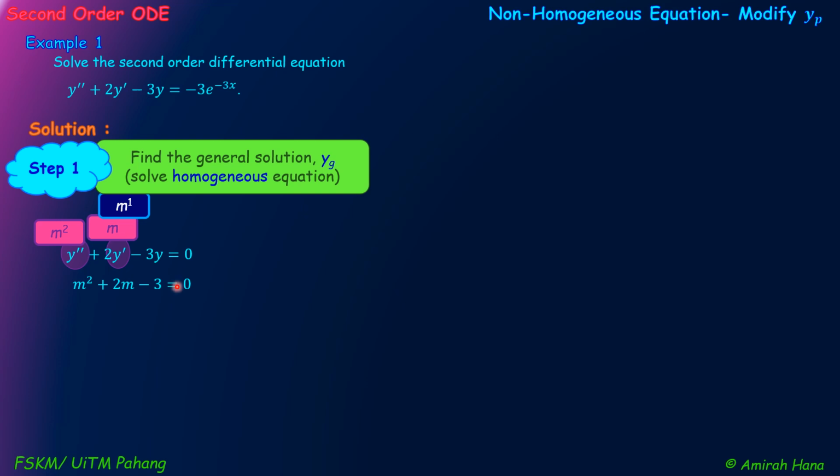And then we replace y equals to 1. Okay, 1 here means m to the power of 0. So we replace y equals to m to the power of 0, which is equals to 1. We replace y prime equals to m to the power of 1, which is m only. And we replace y double prime equals to m squared. Okay, so we got this. We have m squared plus 2m minus 3 equals to 0, right?